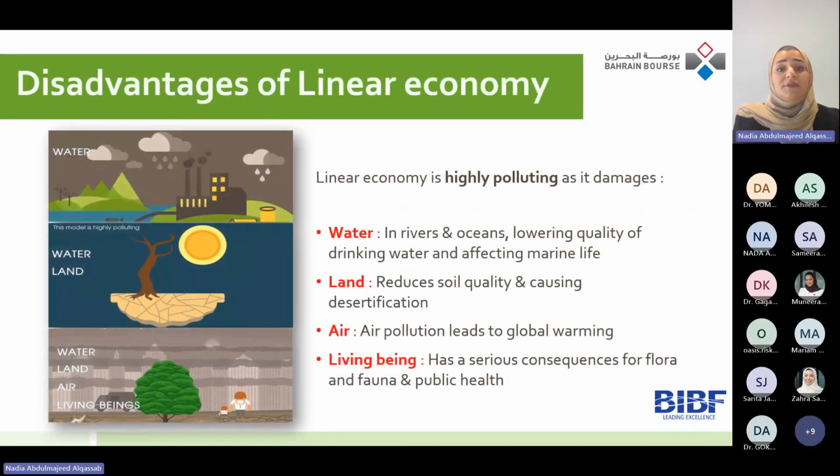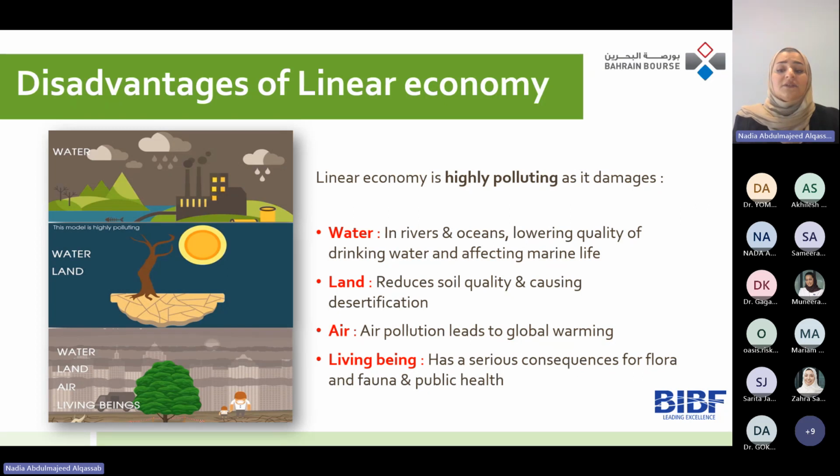Now, the disadvantages of linear economy: it is highly polluting, as I said, it increases emissions. It touches the core raw resources that we have, like water. It pollutes water, rivers, land. It reduces soil quality, causing desertification. It actually pollutes the air because every time you need to produce, these factories emit harmful gases into the air. And then you have the living beings.